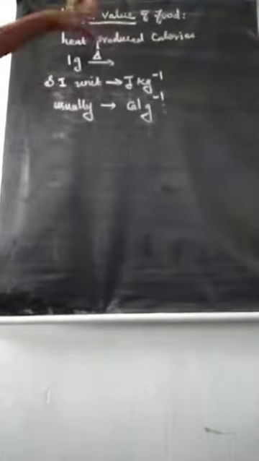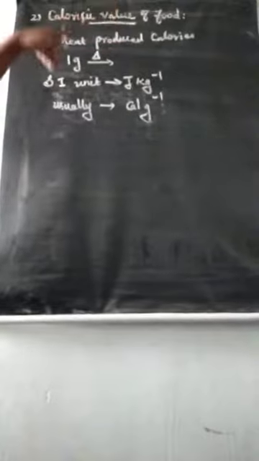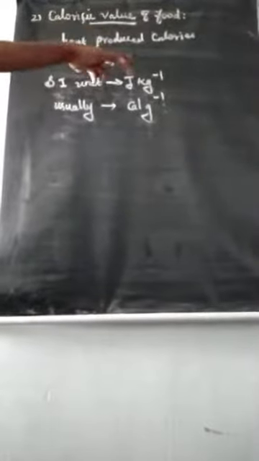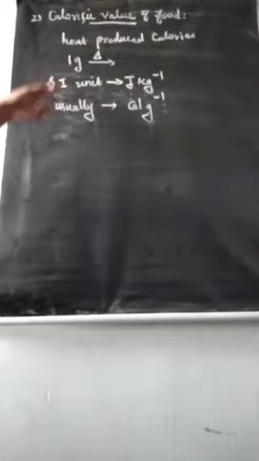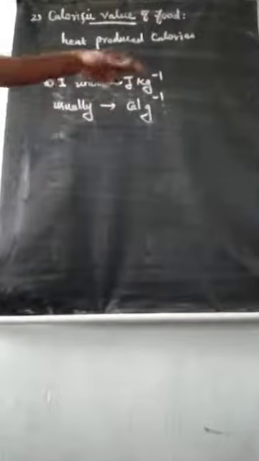Understand? So this is the second application, calorific value of food. Calorific value means the amount of heat produced in calories when 1 gram of the substance is completely burnt. The SI unit, you know, is joule per kilogram, and the usual expression is calories per gram.